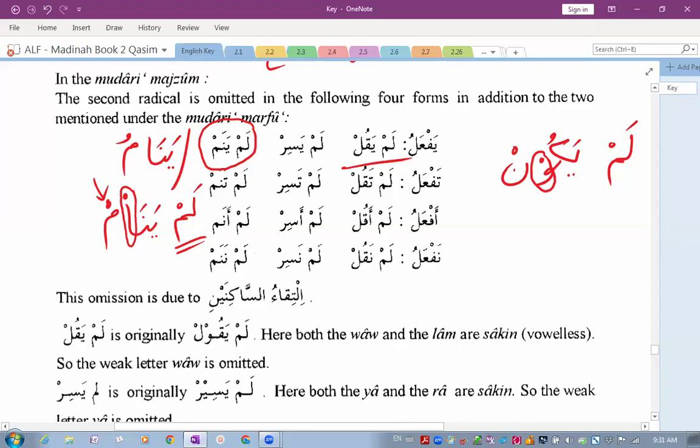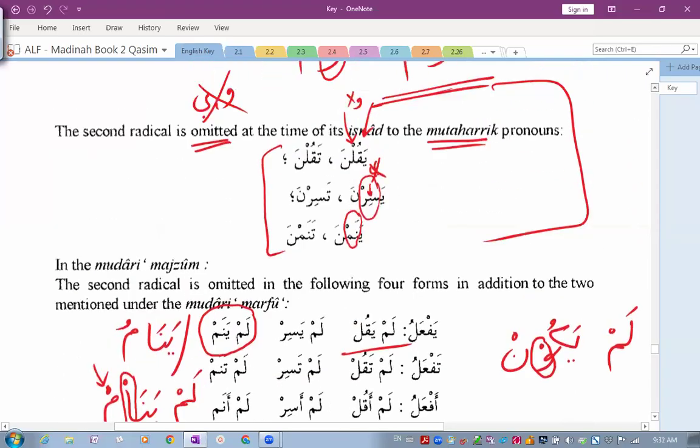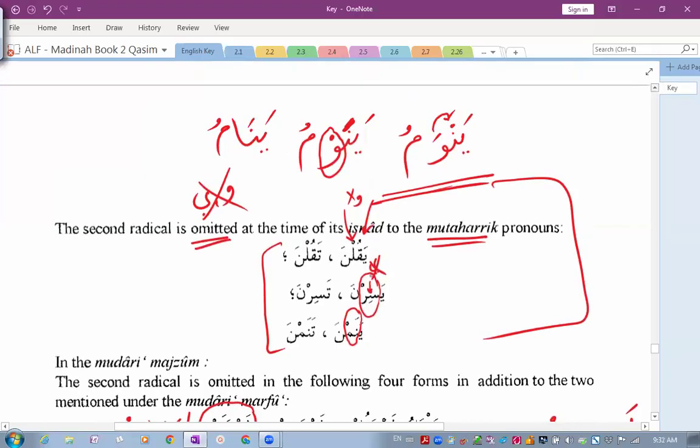Ajwaf mudare will have only two major changes, which is with hunna and antunna, you drop the middle radical. Why? Because of iltiqa'u sakinain. So this is in front of you. Mutaharrik pronouns: there are only two mutaharrik pronouns in mudare, which are hunna and antunna. For those two, you will drop the middle radical. So waw or ya doesn't matter, both of them will get dropped.